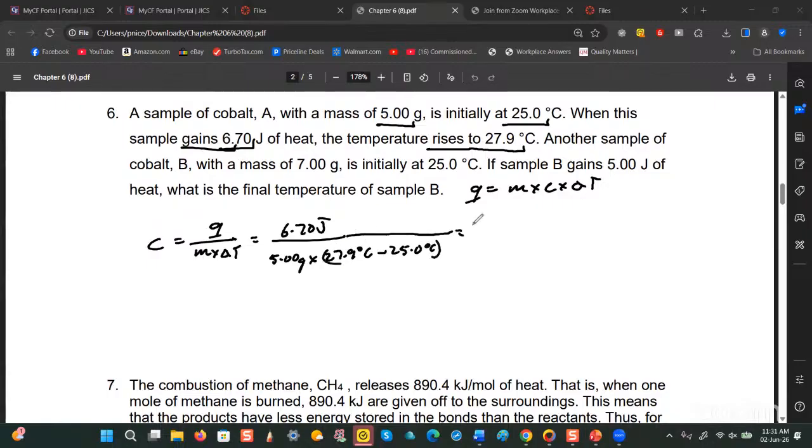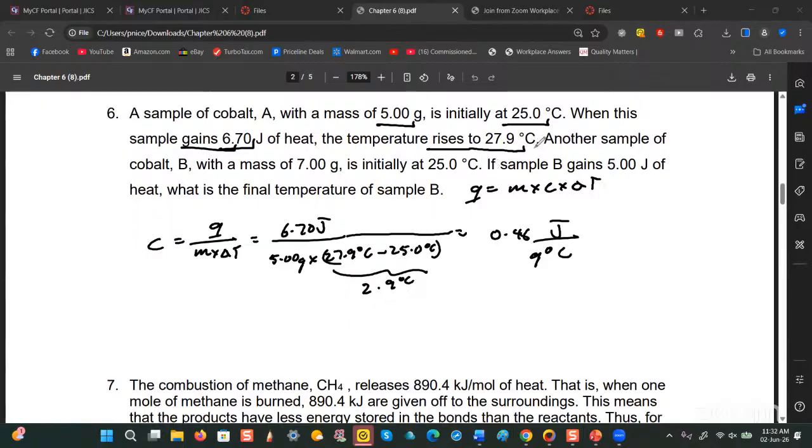And let's see what that gives. 27.9, I'm going to work out this part here first, right? 27.9 minus 25. So I got 2.9 degrees Celsius here. And then we do the rest. So 6.7 divided by 5 times 2.9. And the answer I got, rounded off to 2 sig figs, would be 0.46. And the units here would be joules per gram degrees Celsius. So that is the specific heat, right?